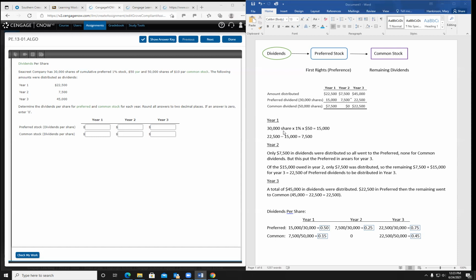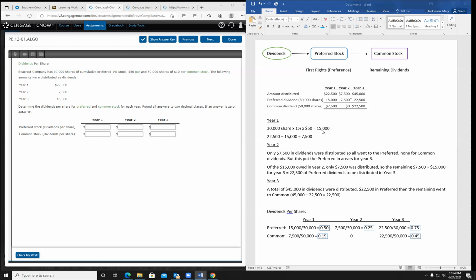And that is down here. So if we look down here, we see we have 30,000 shares of preferred stock. It tells us that it is a preferred 1% stock at a $50 par. So you take the 30,000 shares that you have, multiply it by the 1%, and then by the $50 par, and that tells you that you owe 15,000 per year in preferred dividends. So that's the number you're going to start out with.